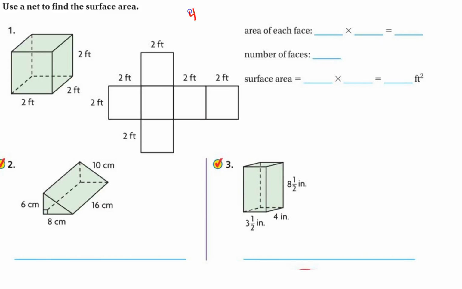All right, now I'm on the top of page 445 of the Go Math textbook. Follow along. Let's get right to it. So number 1 here, we have a cube.